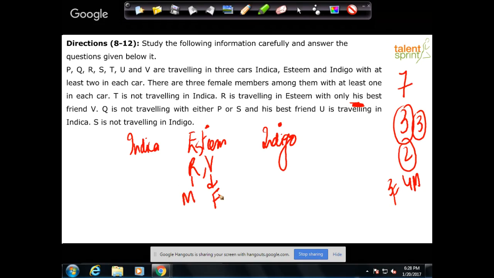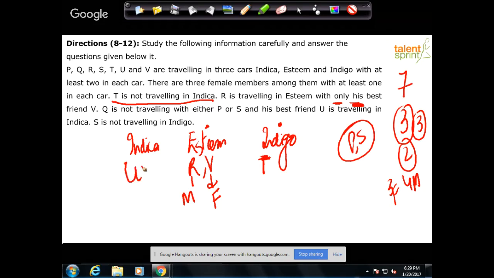Also, go back to the first statement. T is not traveling in Indica. Esteem already has a male and a female. It is full because he is traveling only with his best friend, which means that T is traveling in Indigo. Next, Q is not traveling with P or S, which means that P and S are actually traveling together. And his best friend U is traveling in Indica.